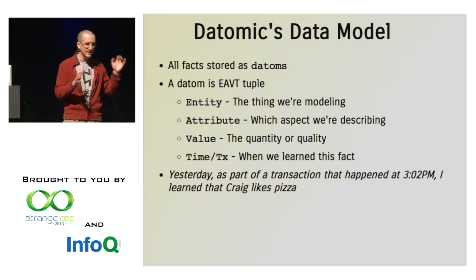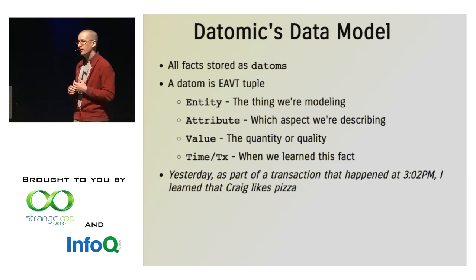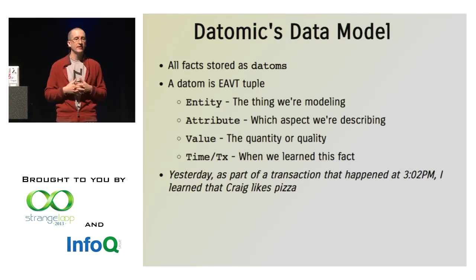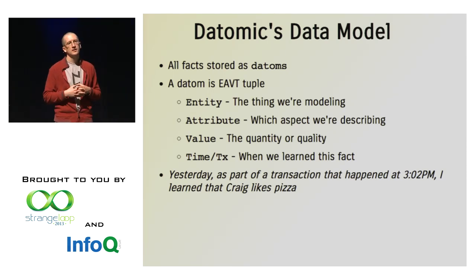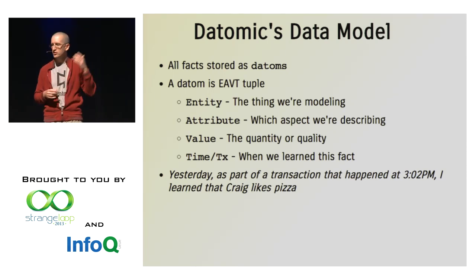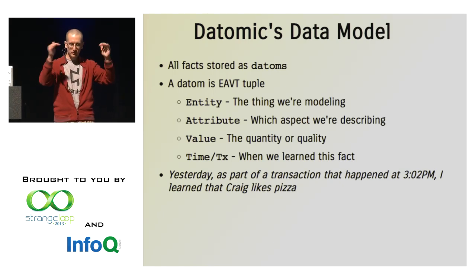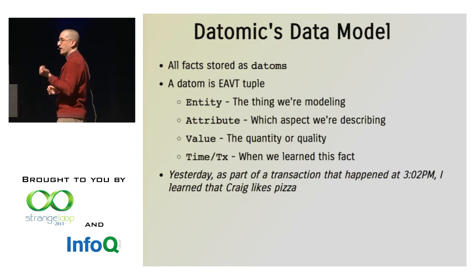So that's all fairly straightforward. The one thing that Datomic adds that you don't see too many other places is the notion of time. Each of those tuples has a time, or really a transaction, which is effectively when we learn that fact. It correlates to a wall clock time, though it's not actually serialized that way. But you have facts that include all these things. What are we talking about? What aspect are we describing? What's the actual quality or quantity? And when did we learn it?